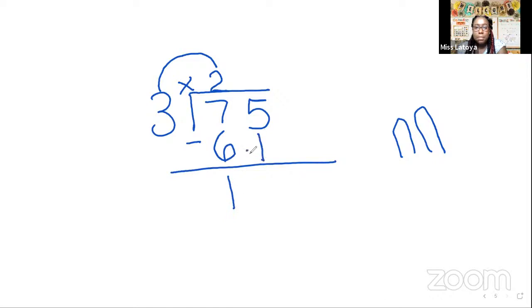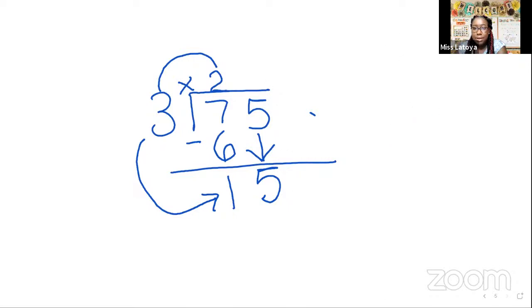What's my next step? Bring down. What am I bringing down? The 5. What is my next step? Divide. What am I going to say? 3 into 1? No. 3 into 5? No. I am going to say 3 into 15. How much times could 3 go into 15? I know it's 5 times, but what if you don't know it's 5 times? We are going to count and get the answer together. How much times could 3 go into 15?